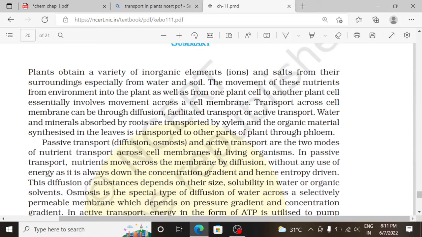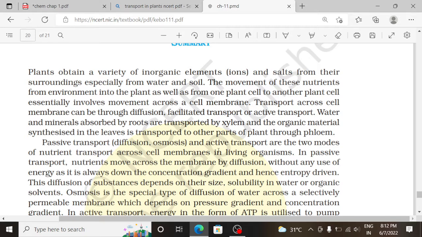Then we read about the summary and then questions. Plants obtain a variety of inorganic elements, ions and salts from their surroundings, especially from water and soil. The movement of these nutrients from the environment into the plant, as well as from one plant cell to another, essentially involves movement across a cell membrane. Transport across a cell membrane can be through diffusion, facilitated transport or active transport.